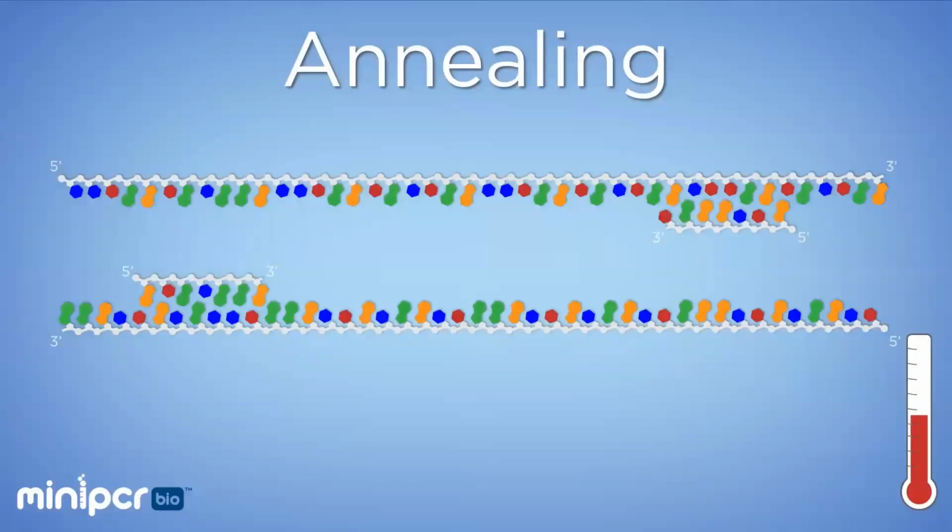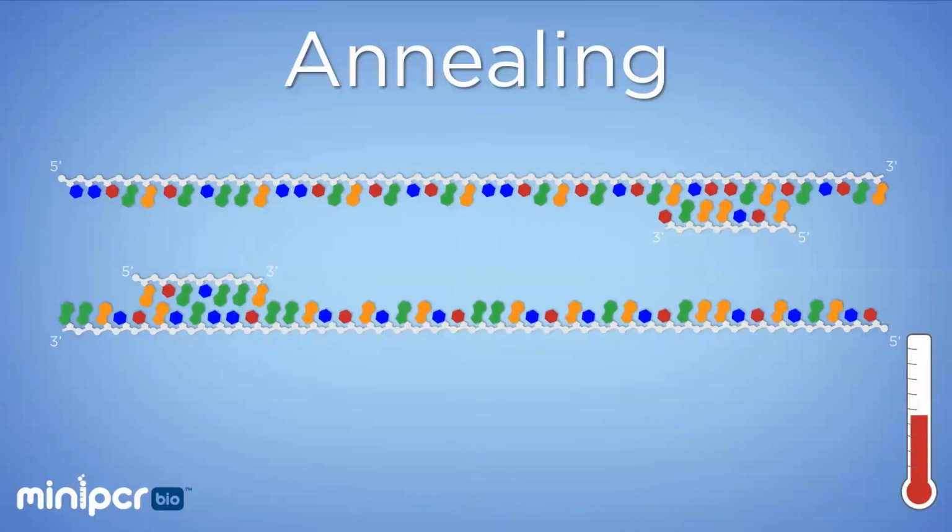Annealing temperatures are typically between 50 to 65 degrees Celsius, but the exact temperature you use in your reaction depends on the specific length and sequence of the primers themselves. Our reaction may be allowed to anneal for as short as 5 seconds or as long as 30 seconds.